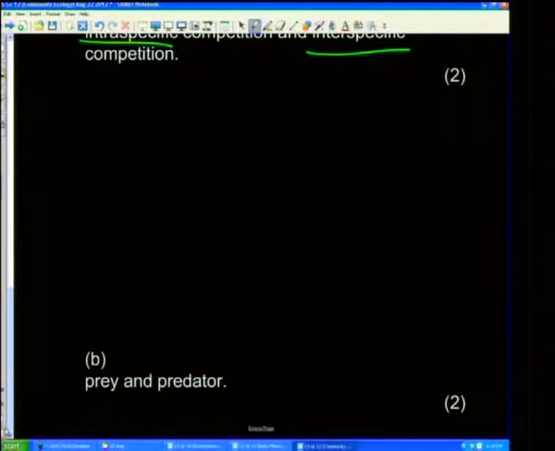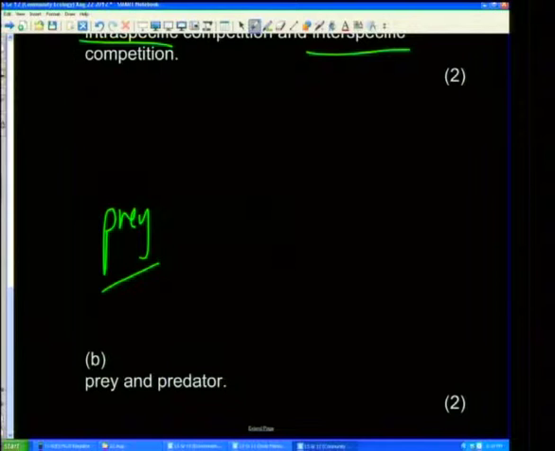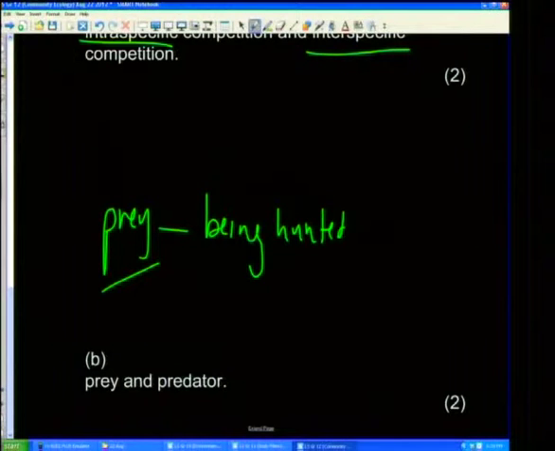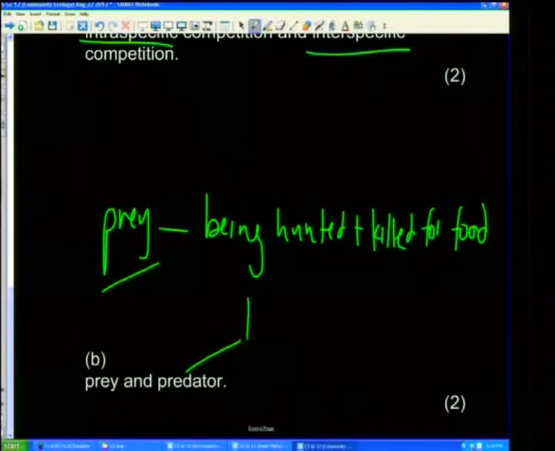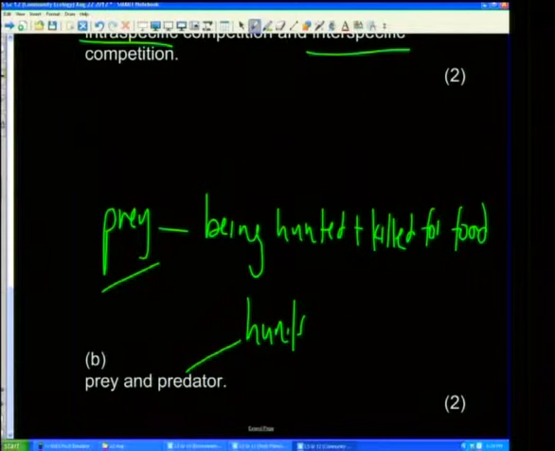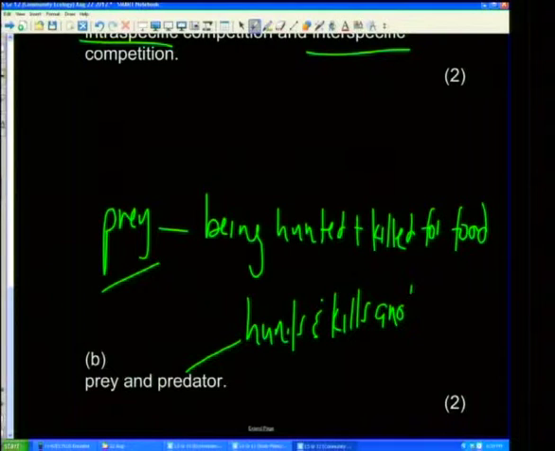Okay, prey and predator. The prey is the organism that is being hunted and killed for food. And the predator is the one that hunts and kills another for food.